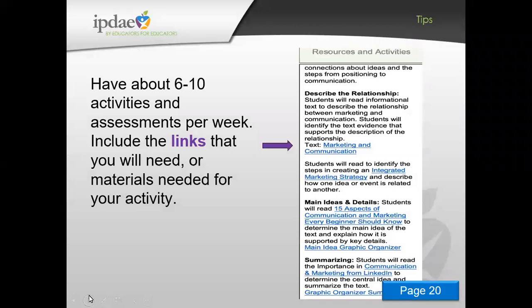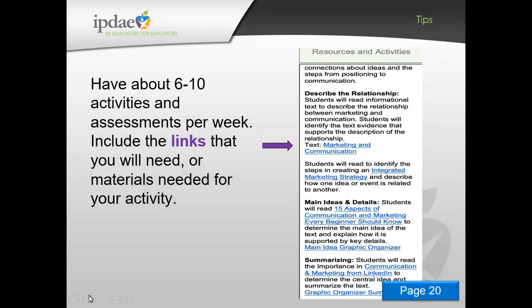So as you're creating these lesson plans, it's really important to have at least 6 to 10 activities. Again, it's done by weeks. You don't want to just have one activity for the entire week. That won't suffice for your lesson plan.